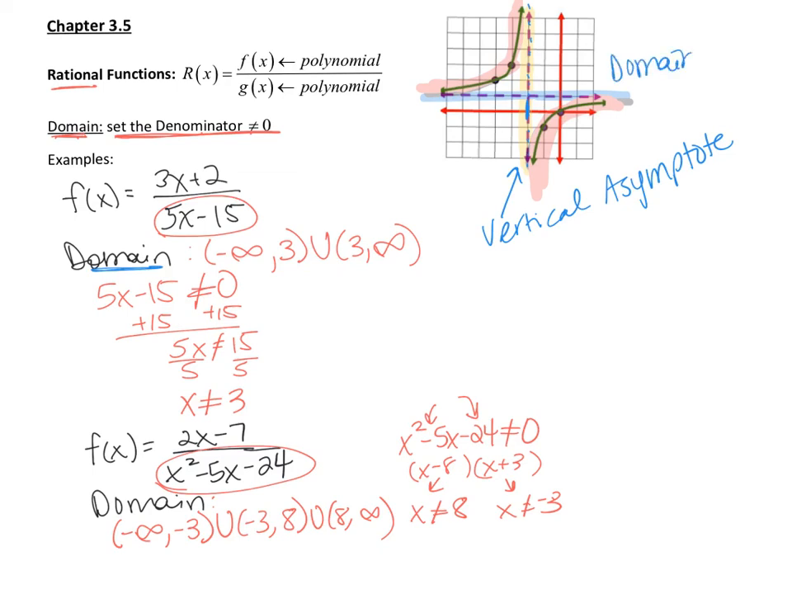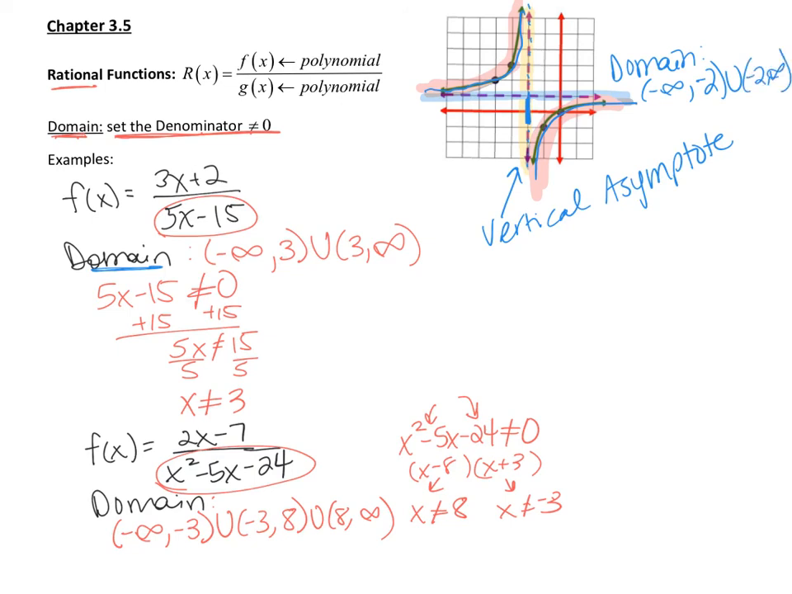So if I was trying to find my domain from this graph, I would actually say that my domain is going to go from negative infinity. It's going to stop at negative 2, jump over negative 2, right? Because I'm negative infinity all the way to, oh, I can't be negative 2. Then I pick up from negative 2 all the way off to infinity.